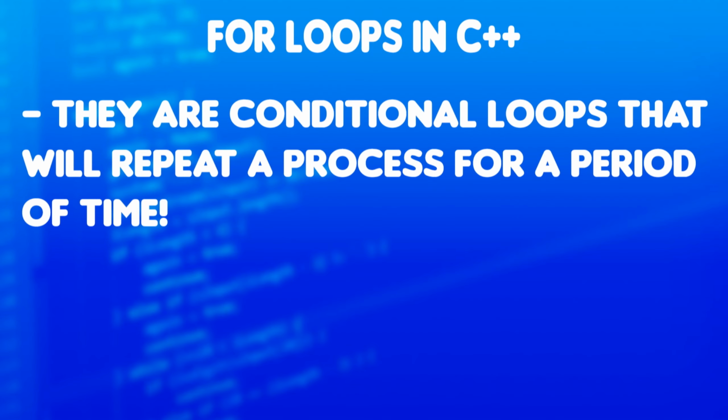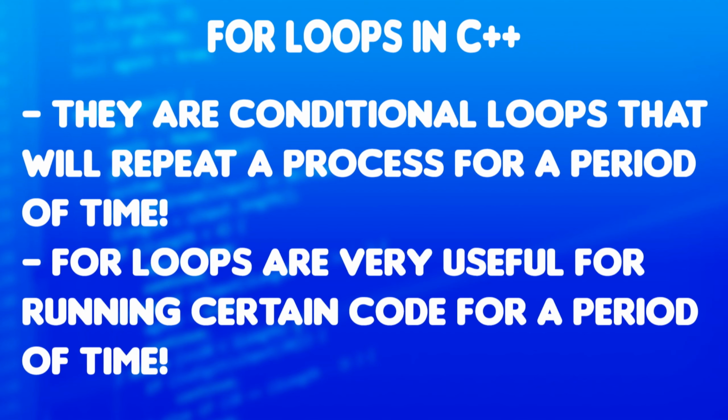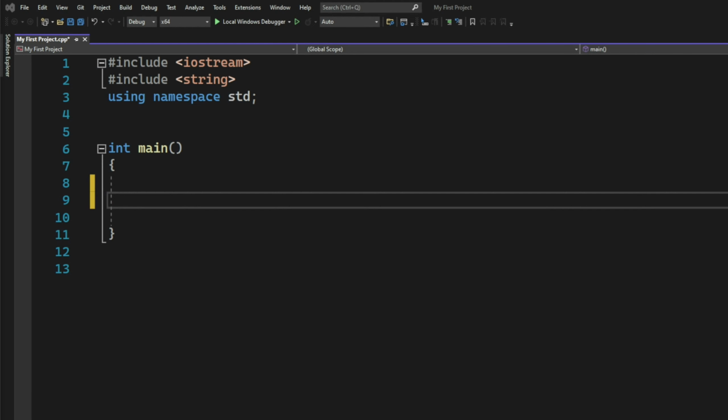So, what are for loops? For loops are conditional loops that will repeat a process for a period of time that is specified. They are very useful when you want to run a certain part of your code for a specific amount of time that you specified. Now, I'm going to show you how to create for loops in C++.